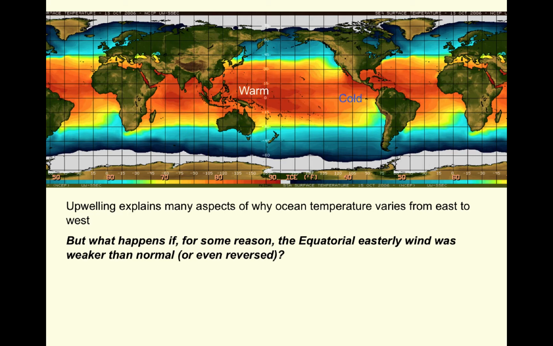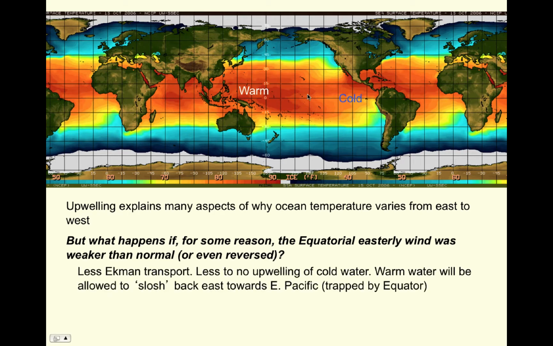But what happens if for some reason those easterly trade winds are actually weaker than normal, or in extreme cases may even reverse, meaning going west to east? What you'd expect in that scenario would be less Ekman transport or less divergence in the eastern Pacific than normal with weaker trade winds, so less to maybe no upwelling of cold water there.